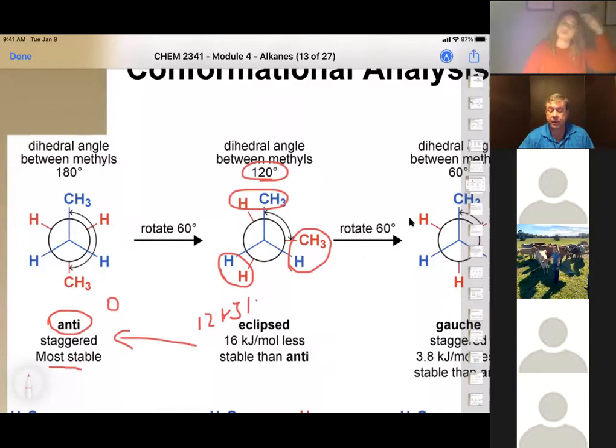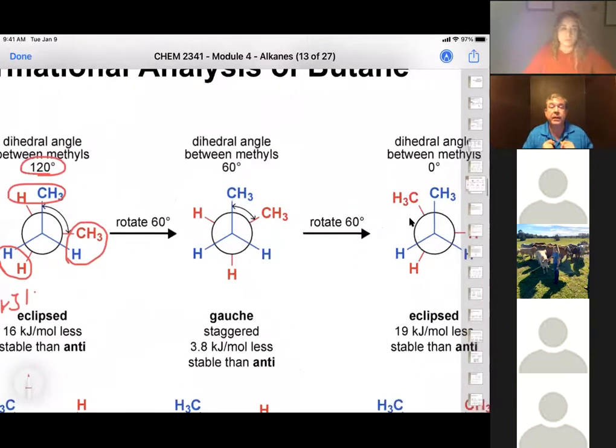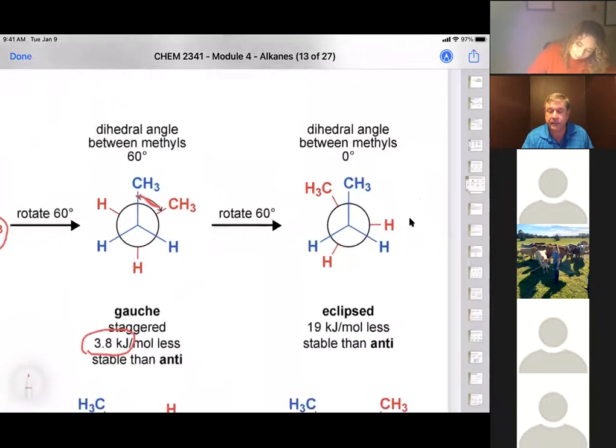If we rotate 60 more degrees, we get back to a staggered conformation. However, our methyl groups are now fairly close to each other. We have a name for this. This is called gauche. Gauche is when the 2 larger groups have a 60-degree angle between them. They're staggered, but they're not anti. And there's a penalty for that because those 2 methyl groups are bigger than hydrogens. So this energy barrier is 3.8 kilojoules per mole, less stable than the anti configuration.